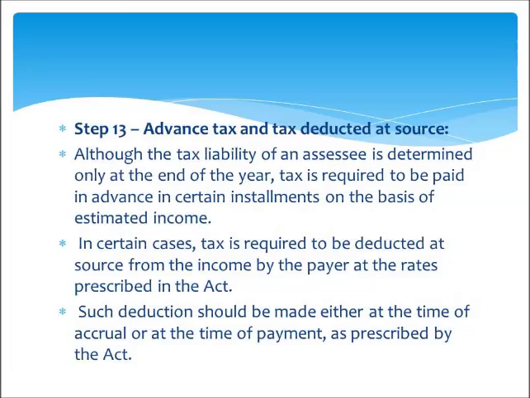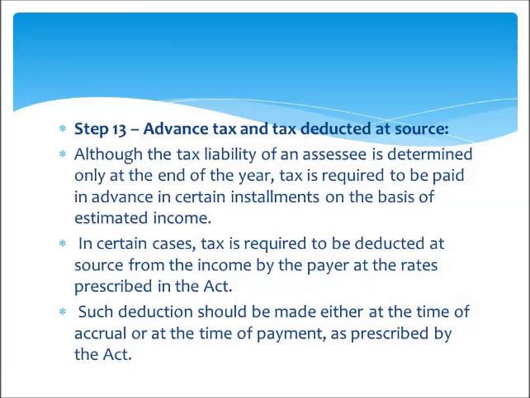Now comes the concepts of advance tax and tax deducted at source. We have completed till step 12 all the computations for the calculation of income tax. The sum total of everything, that is income tax, surcharge and both the cess, is the amount which has to be paid to the government. Now how is this amount to be paid to the government?